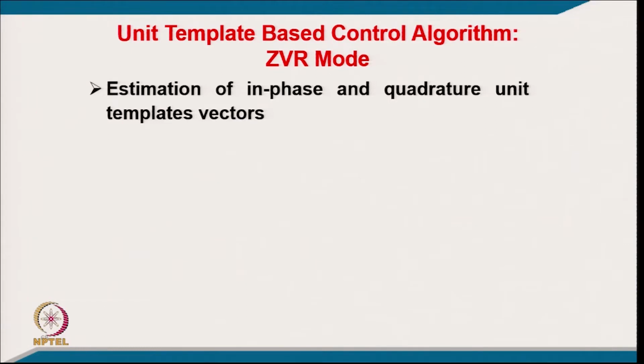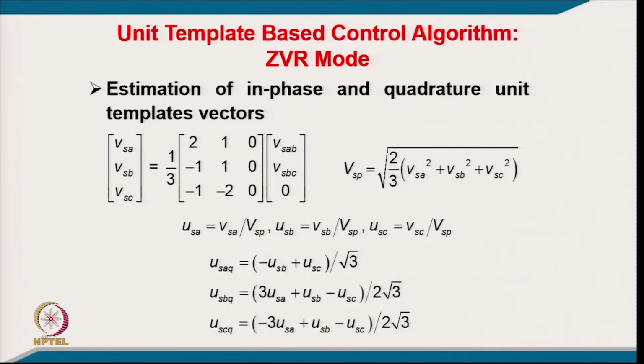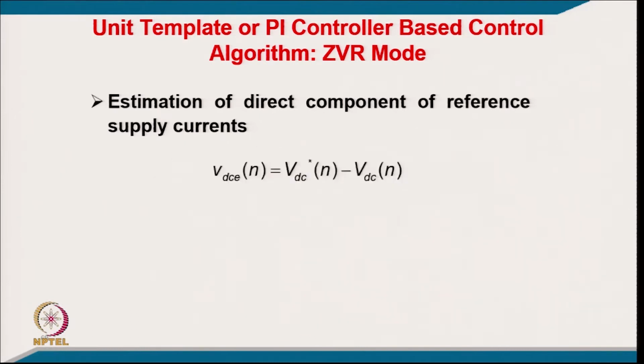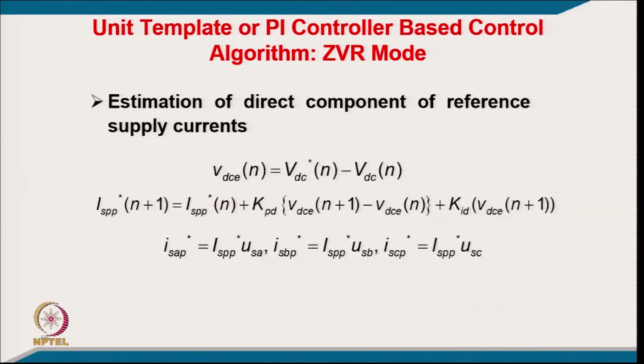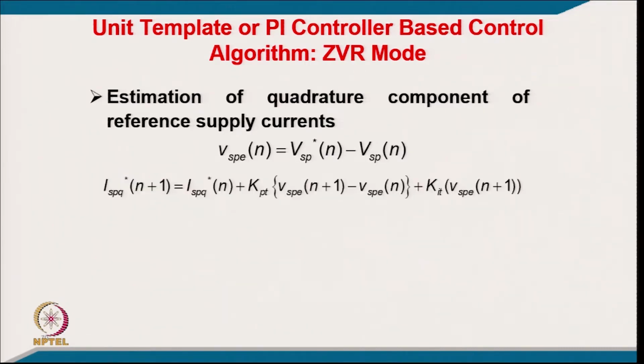In this case also we can estimate the quadrature unit template. So, first from the 2 line voltages we get the phase voltages, then we get the amplitude, then we get the in-phase template, then the quadrature template which is 90 degrees from the phase template. Then we have an estimation of the direct component from the DC link voltage controller, giving all 3 instantaneous phase components, then a quadrature component from the PCC voltage regulator on the amplitude of the PCC voltage and a PI controller.